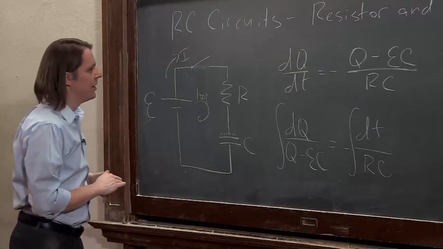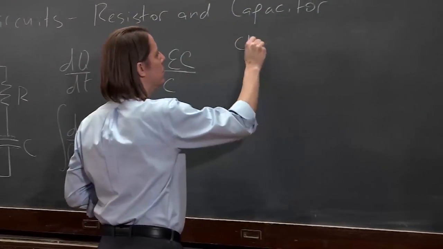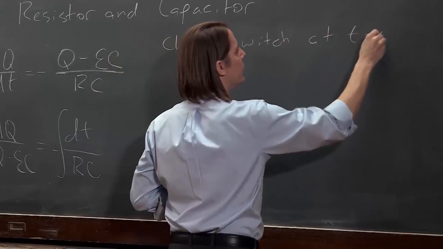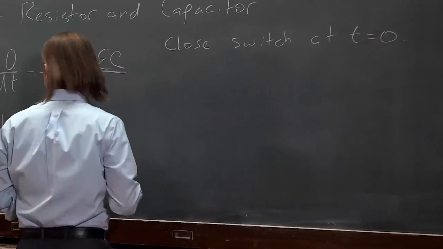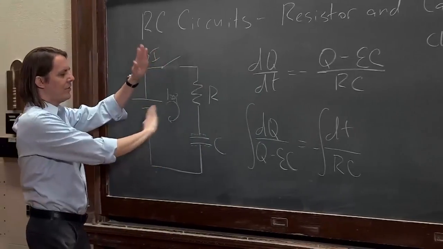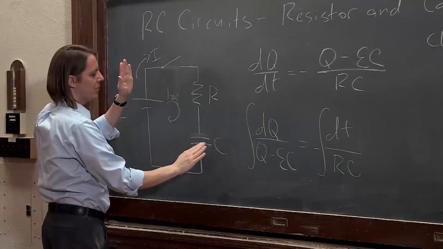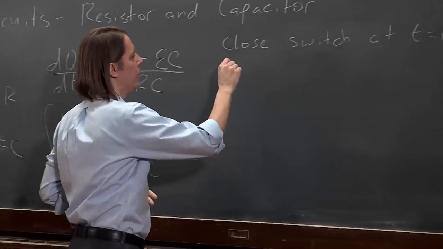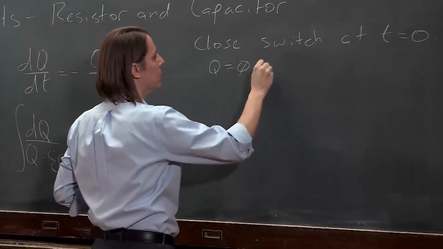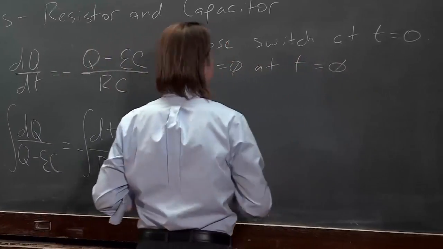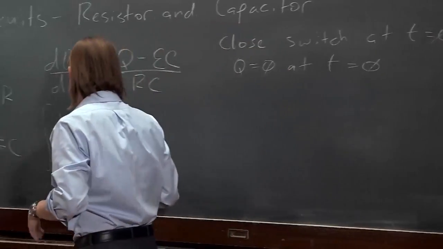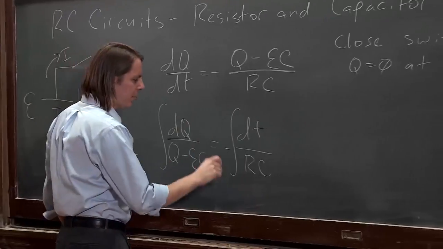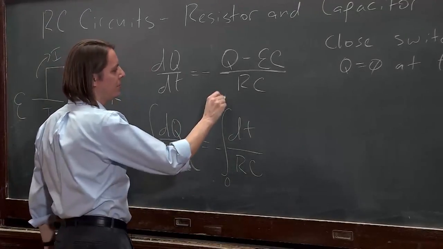So let's look at it and say we close the switch at time equals 0. And let's say then that while the switch is open, everything is discharged. There's no charge on the capacitor. Okay? So the charge at time 0 is also 0. So we can also say Q equals 0 at time equals 0. So we can write the limits on our integrals to be the same for both integrals. So we're going to integrate from time 0 up to some time t.